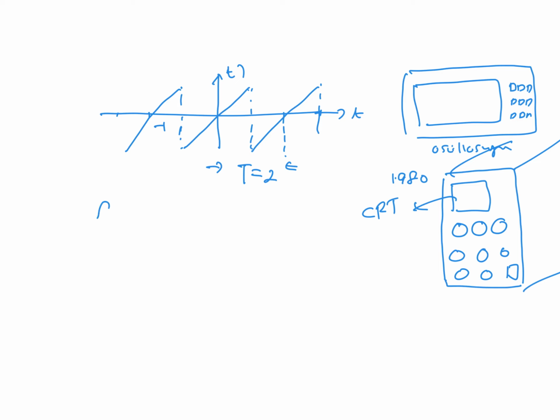So f(t) is basically t, and f(t+2) is f(t). So this is a typical case of an odd function.